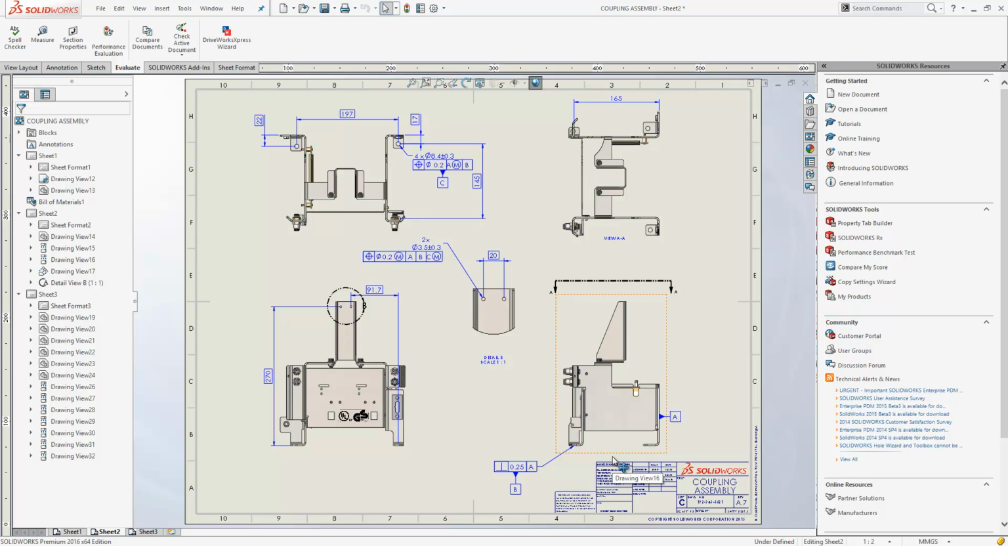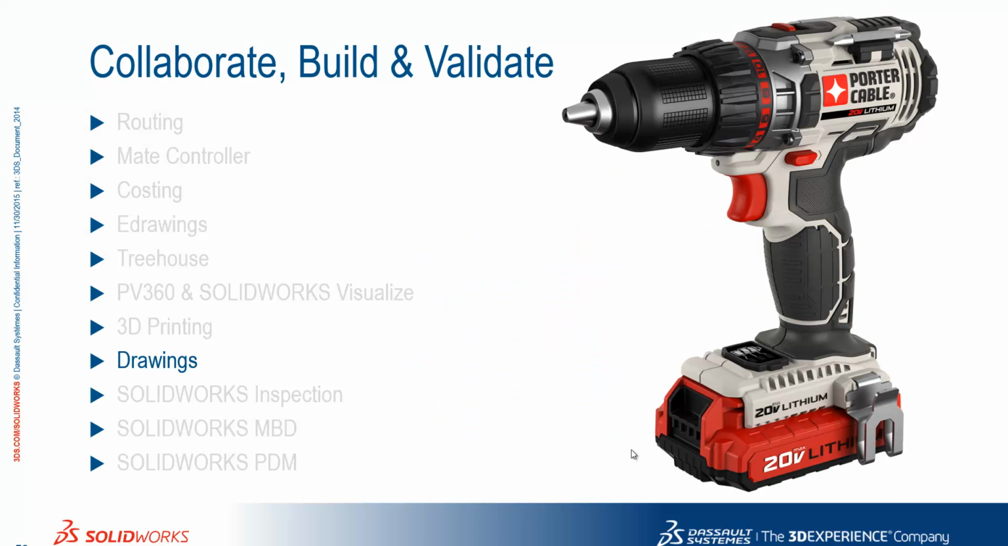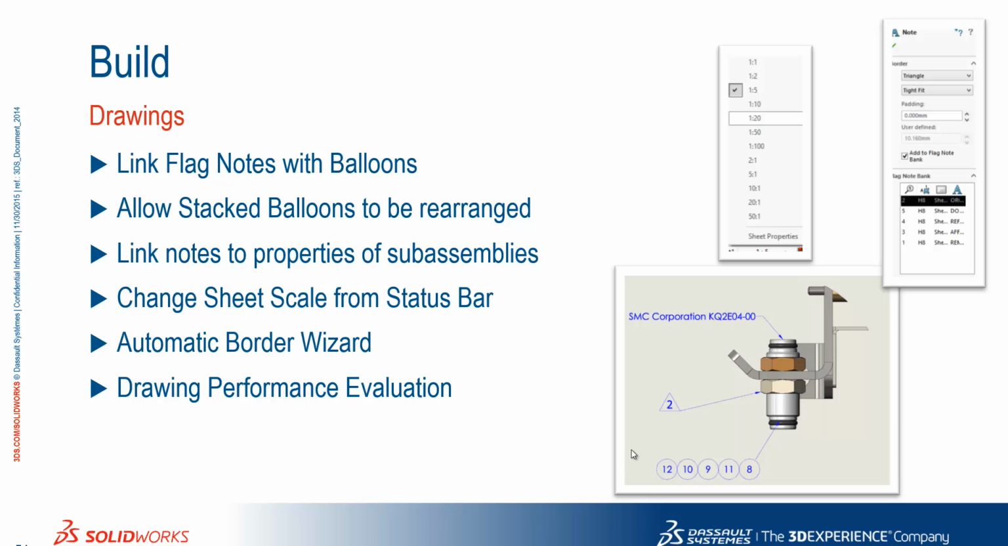Okay, so just to summarize what we've seen there. We have link flag notes with balloons. We can allow stack balloons to be rearranged. We can link notes to properties of subassemblies and components. We can change the sheet scale from the status bar. We have an automatic border wizard tool, and we have a drawing performance evaluation tool.